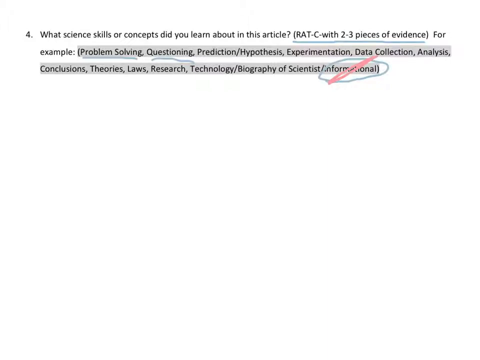Prediction or hypothesis, I don't want you to worry about that one right now, just because it's so similar to questioning. I would prefer that you focus on discovering if the article is questioning rather than making a prediction or a hypothesis. But moving on to experimentation. Experimentation is kind of cool. The article would present information about the steps that the author or maybe a scientist took in investigating something.